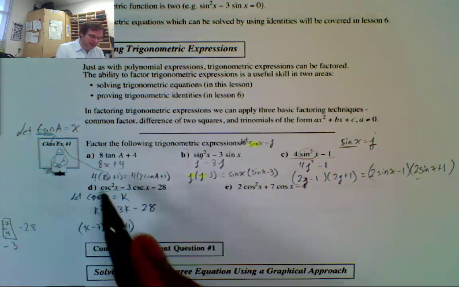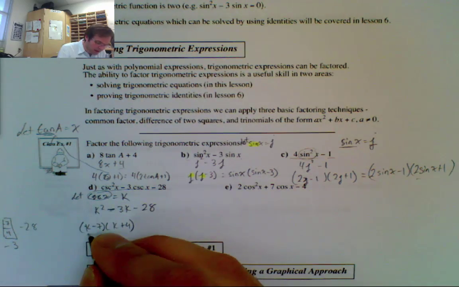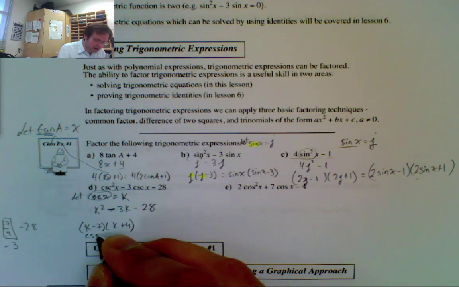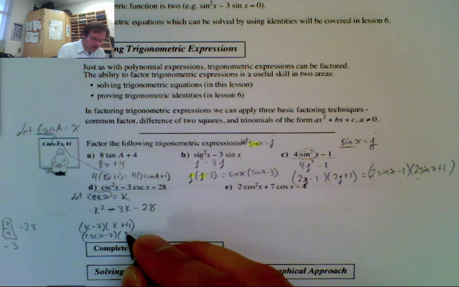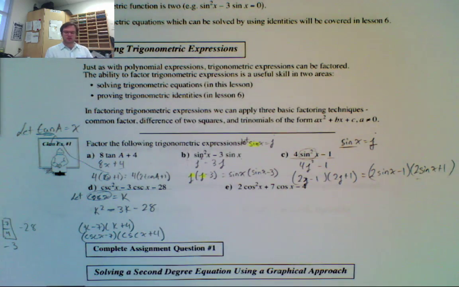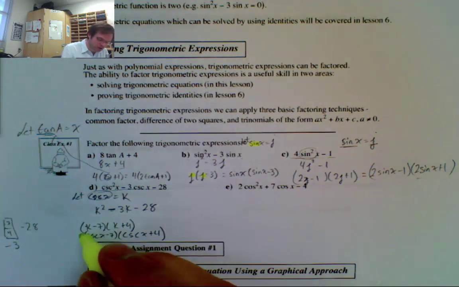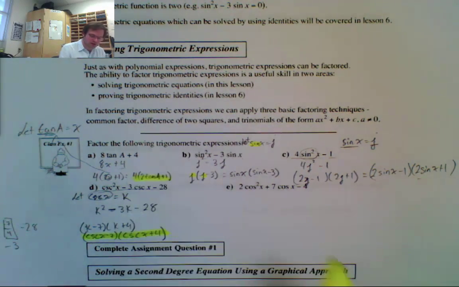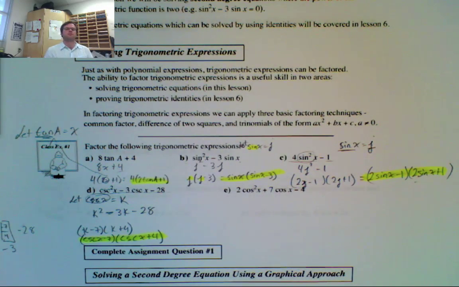Alright, now we said k was cosecant of x. So I'm going to put cosecant of x back in for k. So we have cosecant of x minus 7, multiplied by cosecant of x plus 4, and that is my solution factor. Okay, so right here, I'm just going to highlight my solutions for each one so we can see them. There's one solution, there's my other solution, and we have a solution there.